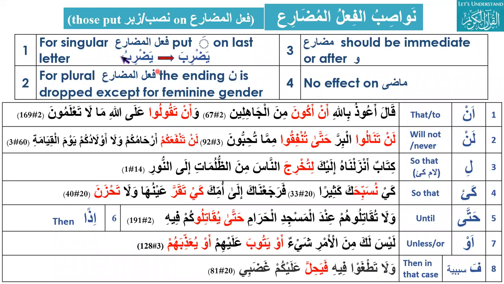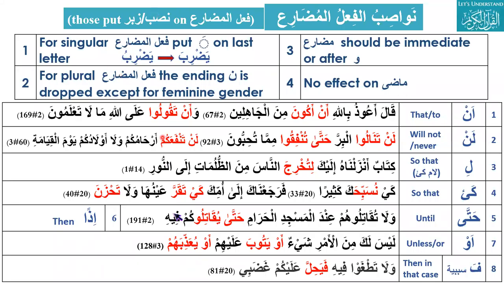Izan also. What do they do? In the singular fi'l mudari, the last letter changes into the nasab. They put a zabar on the last letter in singular, and in plural they drop the noon, except for feminine gender, but not the taf'alina.